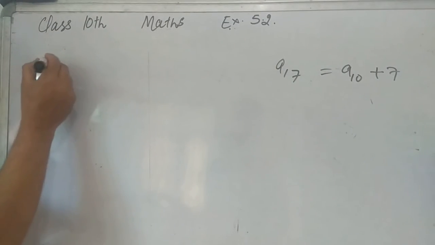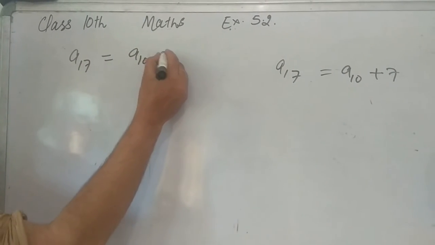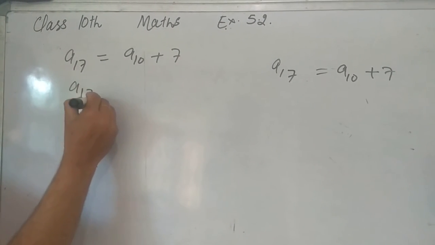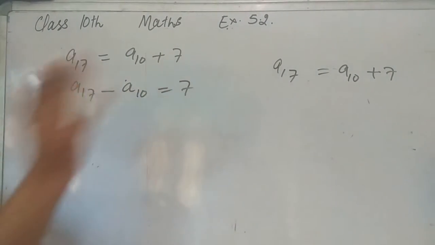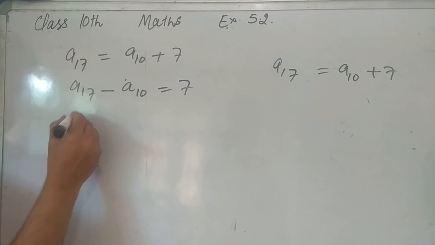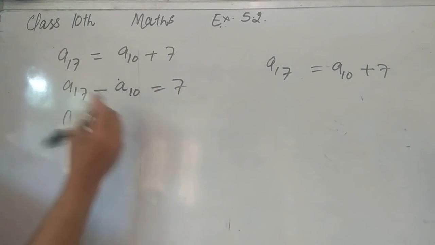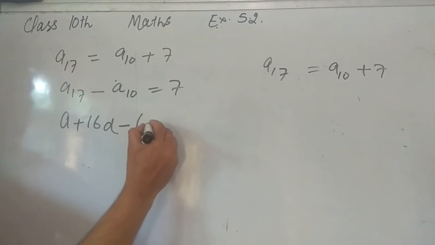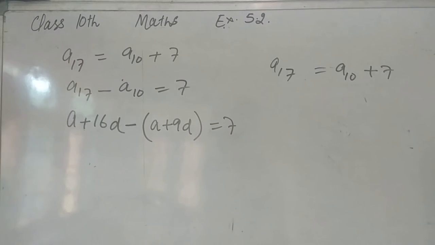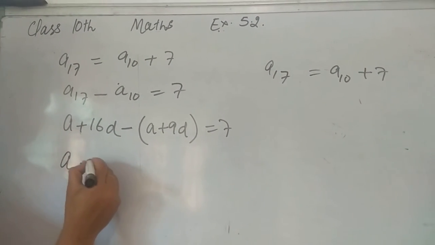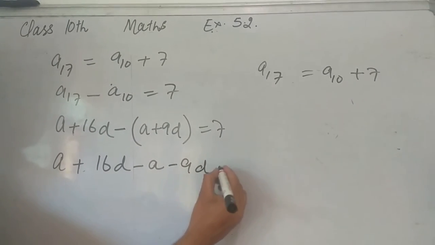Now dear students, A17 can be written as A plus 16D. We are given A17 is equal to A10 plus 7, or we can transpose it. We get A17 minus A10, when transposed, is equal to 7. Now we have our equation. Now the value of A17 can be written as A plus 16D. A17 is equal to n minus 1, that is A plus 16D. So minus this A10 that is equal to A plus 9D is equal to 7. First we will multiply the minus into the bracket, so we get A plus 16D minus A minus plus minus 9D is equal to 7.